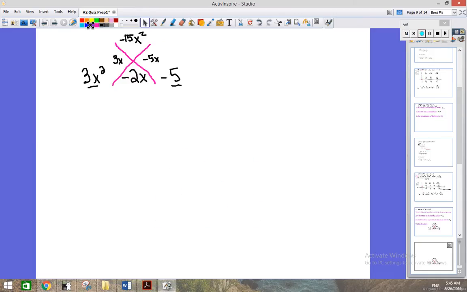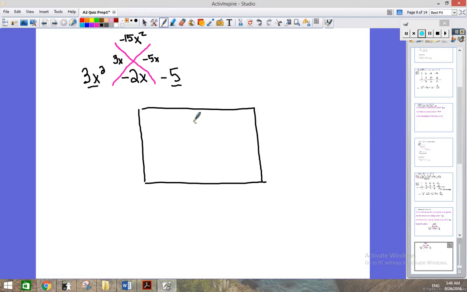So we make a table. And in the table, we fill it in diagonally. The first diagonal is for the first term and the last term of the problem, the 3x squared and the minus 5. The other diagonal is the two numbers that we found from the X. Now it doesn't matter on this diagonal if I put the 3x at the bottom of the diagonal or up at the top, as long as it's on that diagonal.